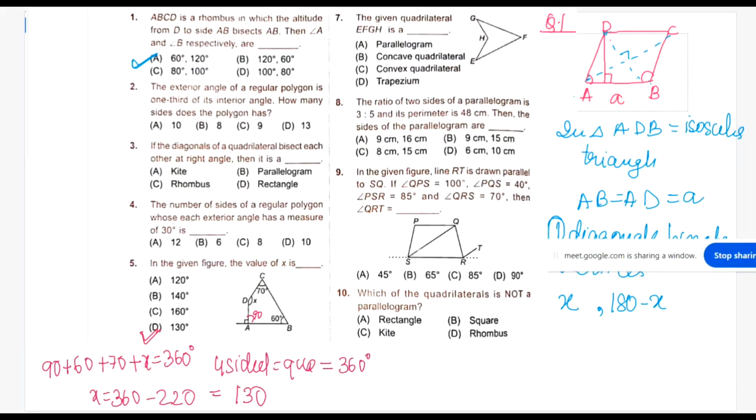Now see question number 7, beta. Very good. This is a concave, right? This is a concave because this diagonal is outside the figure, outside the closed figure. That's why it is a concave. Now the ratio of the two sides of the parallelogram are 3:5 and its perimeter is 48 centimeter. Then what will be the sides of the parallelogram?